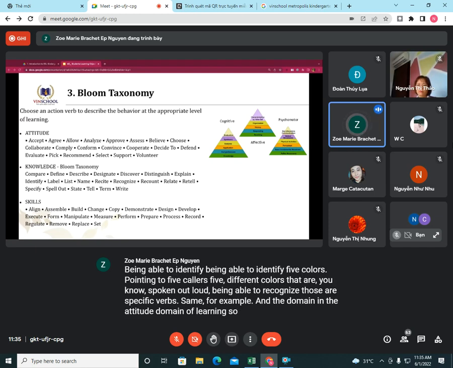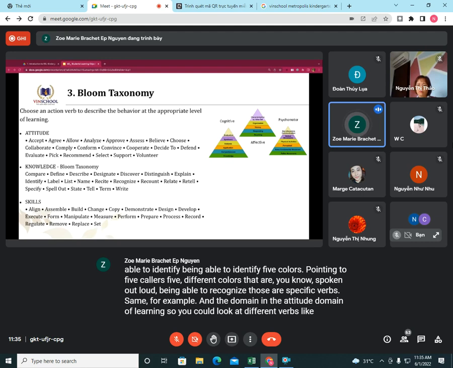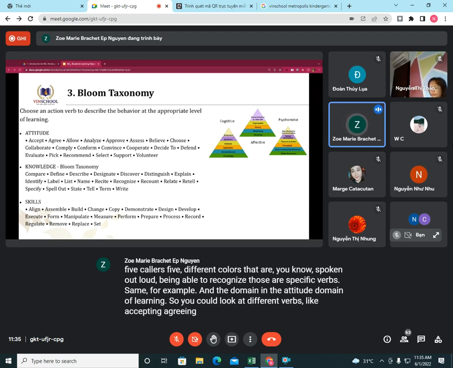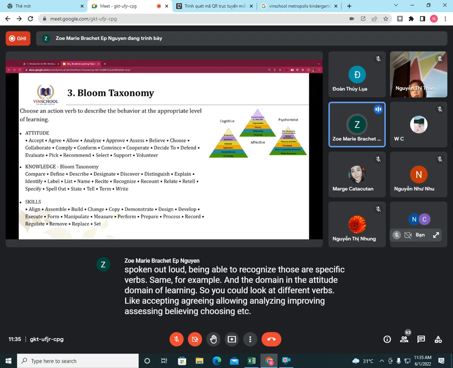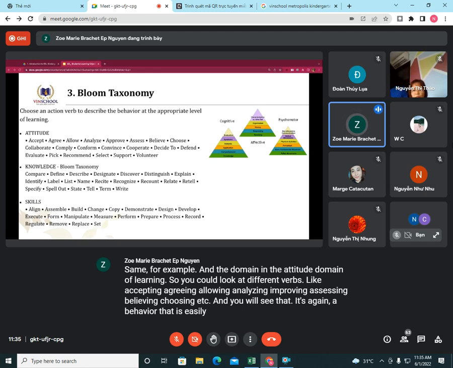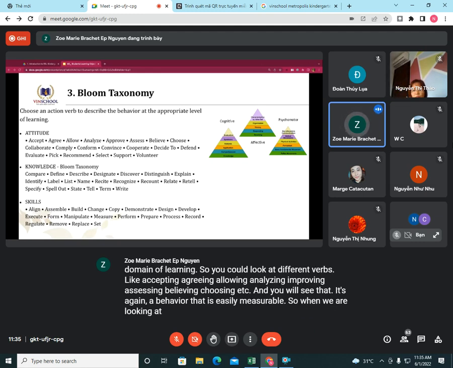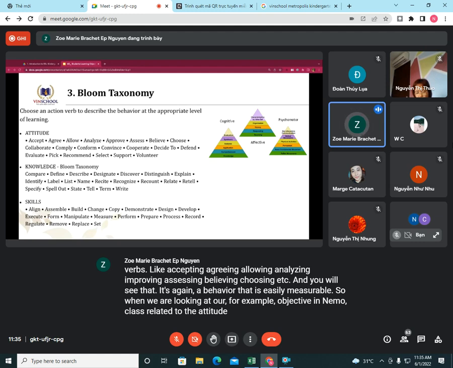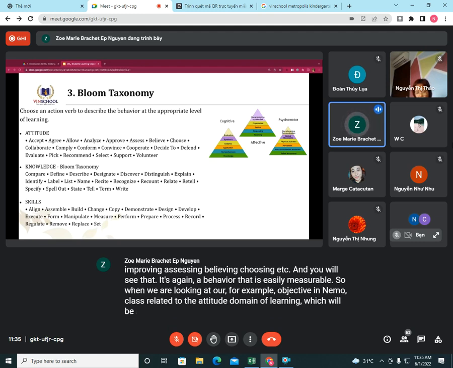So you could look at different verbs like accepting, agreeing, allowing, analyzing, approving, assessing, believing, choosing, etc. And you will see that it's, again, a behavior that is easily measurable. So when we are looking at our, for example, objective in NEMO class related to the attitude domain of learning, which will be observing and attempting to engage in conversation.